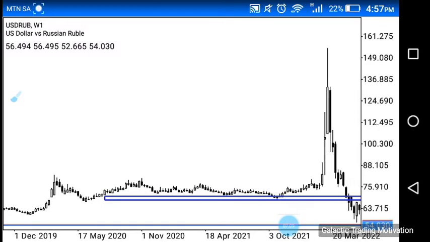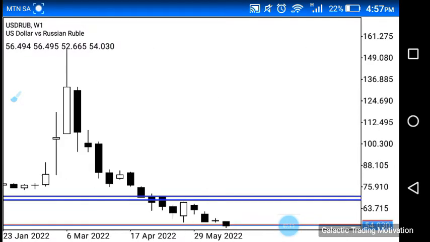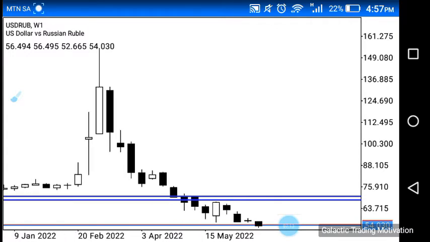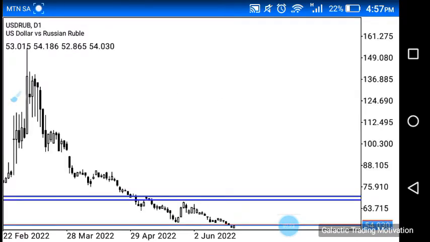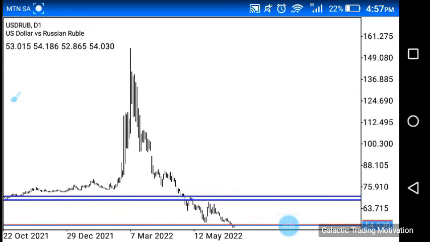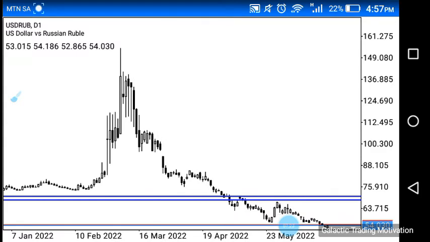What else do we see on this chart? I don't see anything else that is particularly interesting. So what I'm going to do right now is head down to the daily chart. Here we are on the daily chart. And I did say that we do have a gap in this region, and there it is.